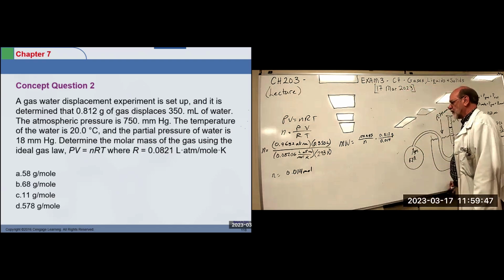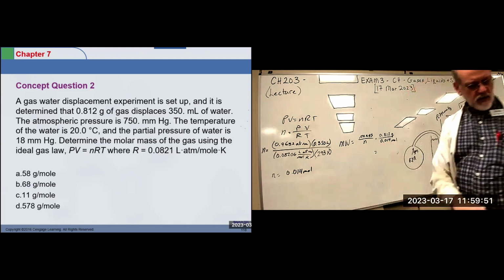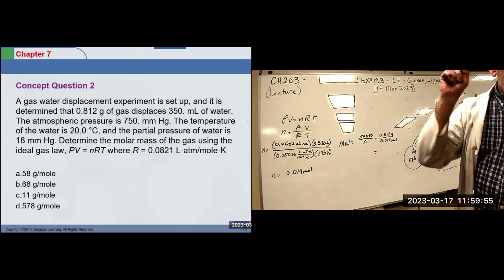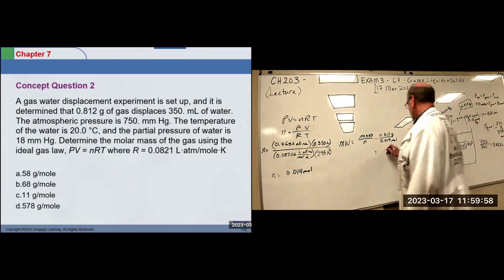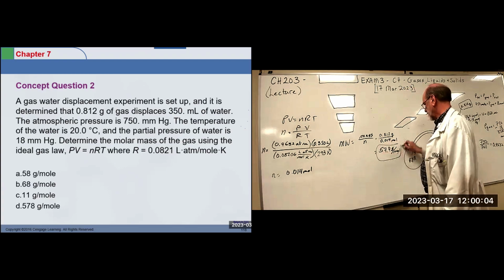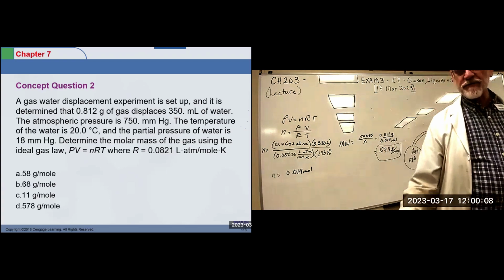Grams per mole, right? So 0.812 divided by 0.014 moles is 57.9 grams per mole. I'll round it off to 58.